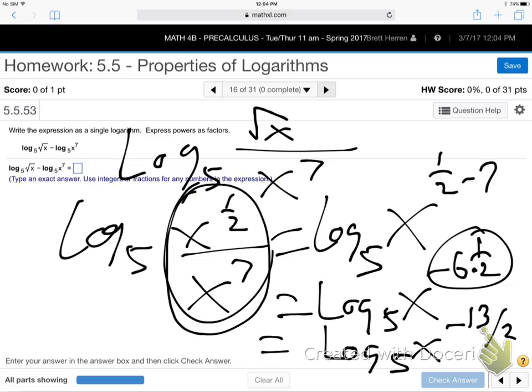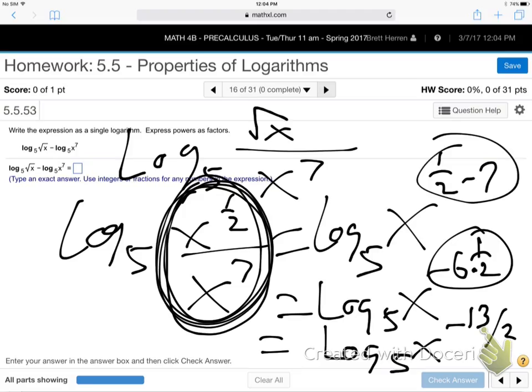So when you have x's in a fraction, top and bottom, you take the top power minus the bottom power. Remember those rules from algebra? And then that's minus 13 halves. Now, I think they don't want a negative or something. Don't they say something like that?